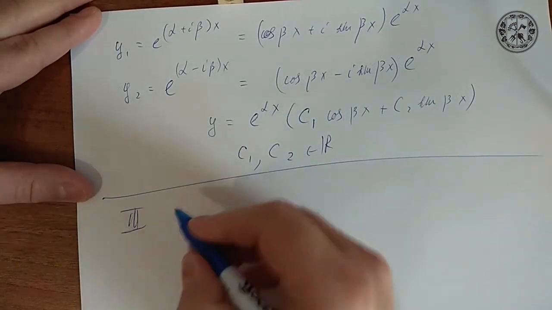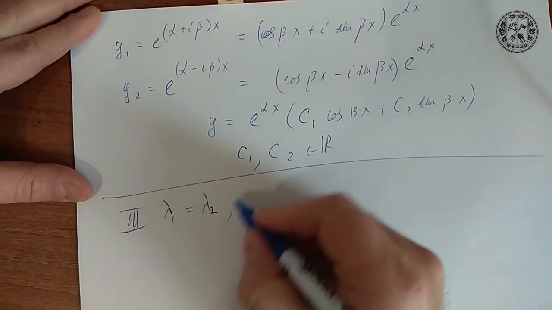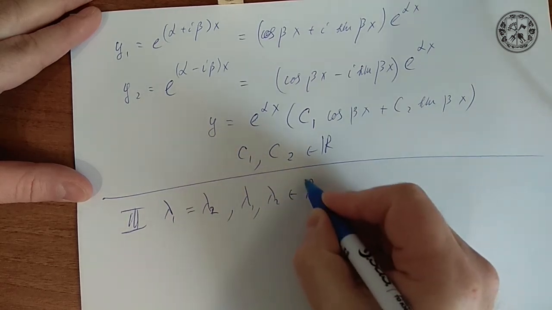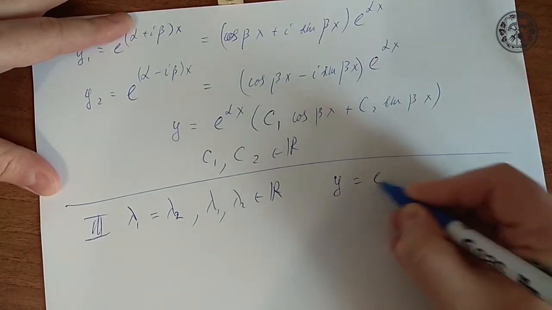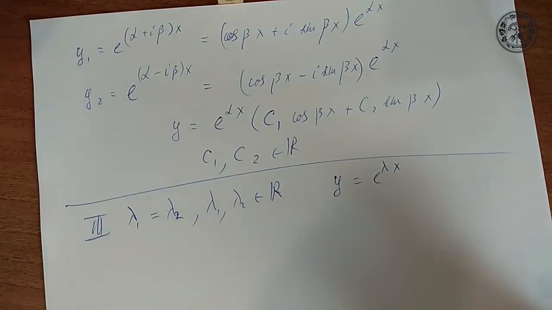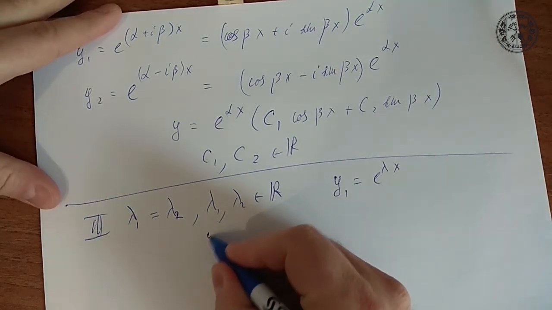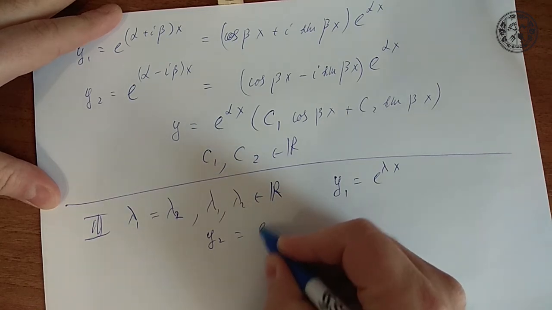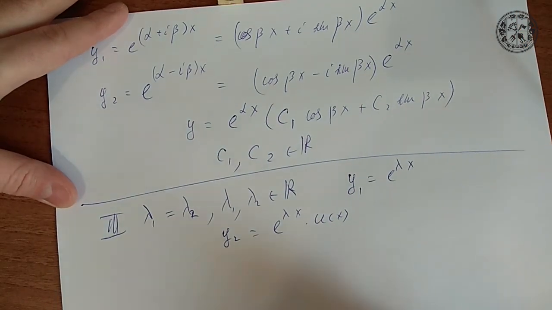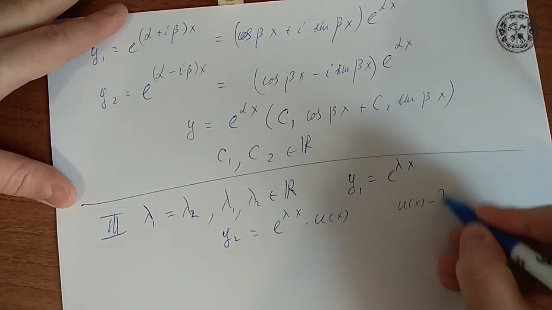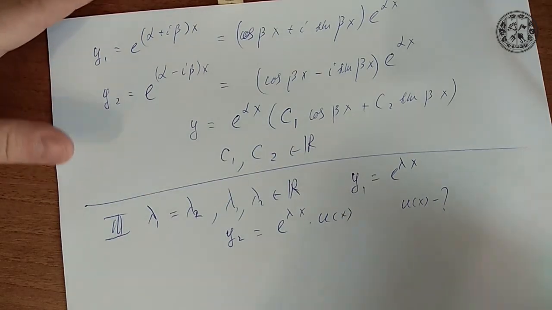Third case, when lambda 1 equals lambda 2 and they are real numbers, then we can find one solution e^(lambda x), as in previous cases. The second solution has to be linearly independent of the first solution. Let us consider it as e^(lambda x) times u of x, where u of x we have to find.